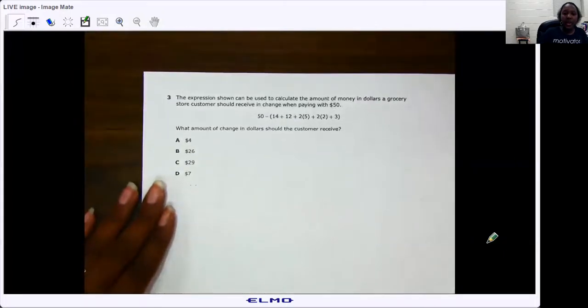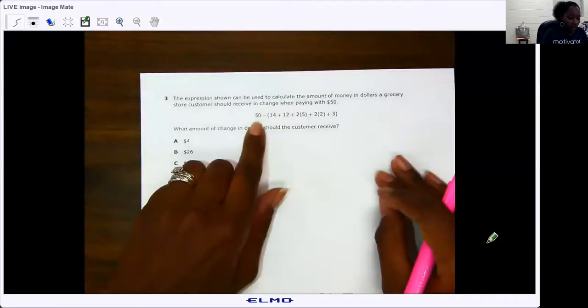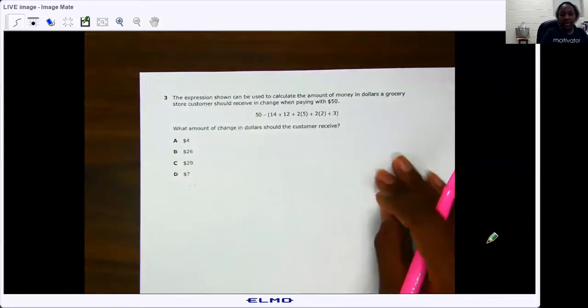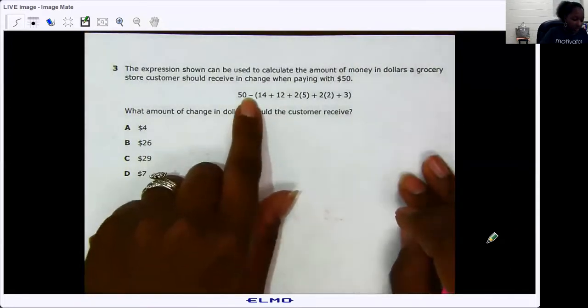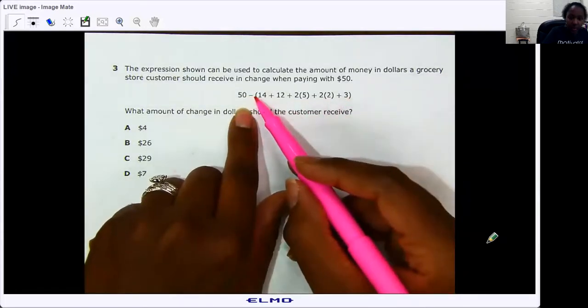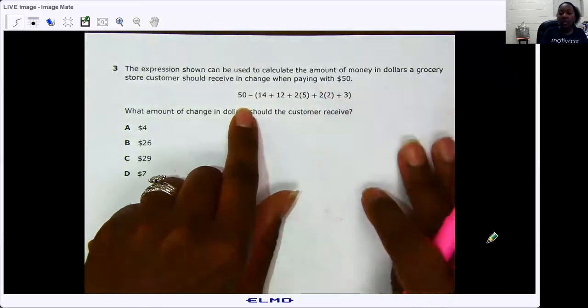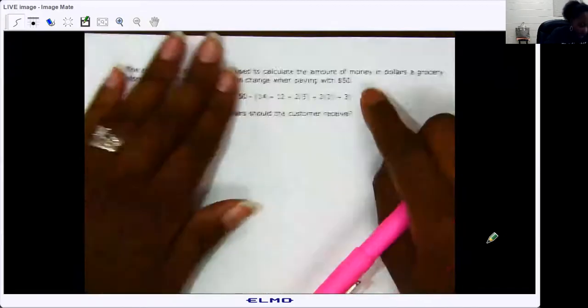The expression shown can be used to calculate the amount of money in dollars a grocery store customer should receive in change when paying with $50. What amount of change in dollars should the customer receive? So she starts off with $50. That's what we see right there. Okay, and then she's going to be making all these purchases. So that's why the subtraction symbol is here. Now, remember, order of operations tells us to take care of the parentheses first. So we have a lot of work to do.